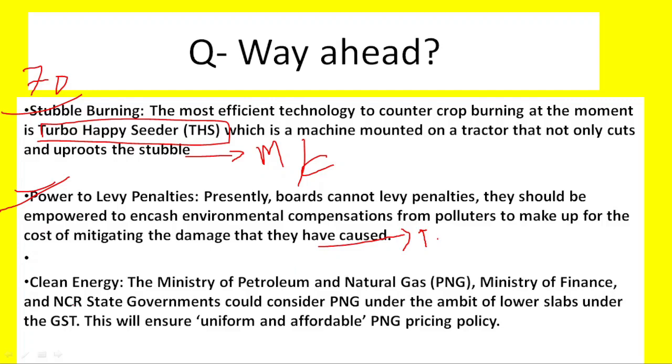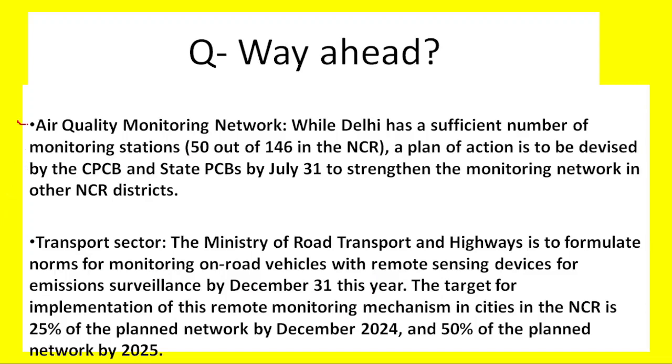Clean energy is another method through which we could reduce air pollution in the long term. Here, the introduction of PNG, piped natural gas, could be a good method, along with faster adoption of BS5 norms in other parts of India. Air quality management and monitoring has to be more standardized throughout the country.